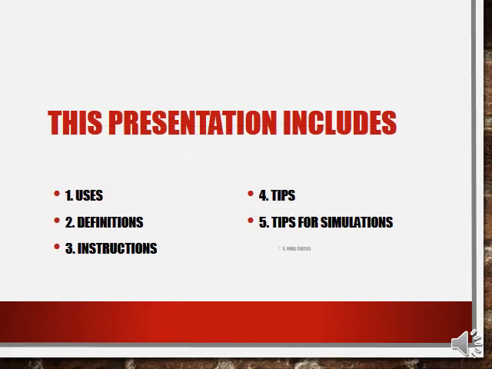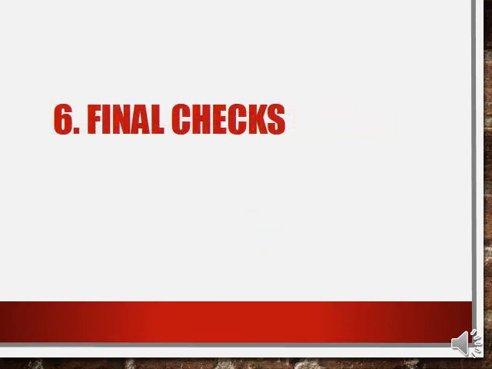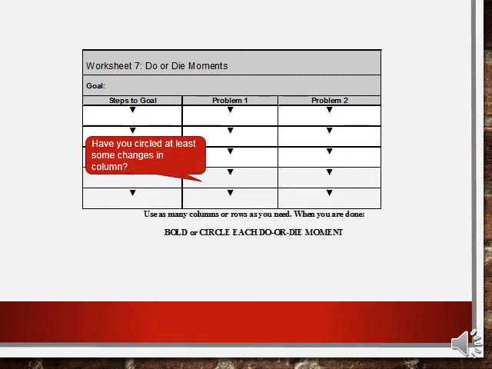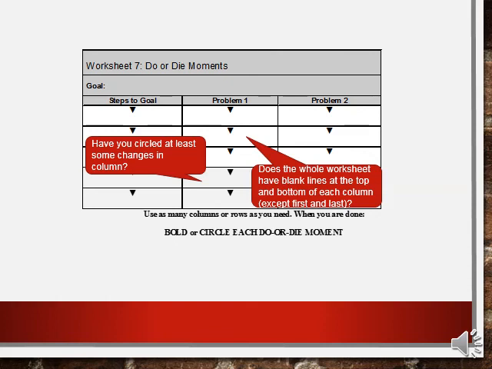In section 6 of this presentation, we'll look at final checks to make when you've completed the worksheet. For Worksheet 7, there are 2 final checks. First, have you circled at least some changes in column? And second, does the whole worksheet have blank lines at the top and bottom of each column except for the first and last?